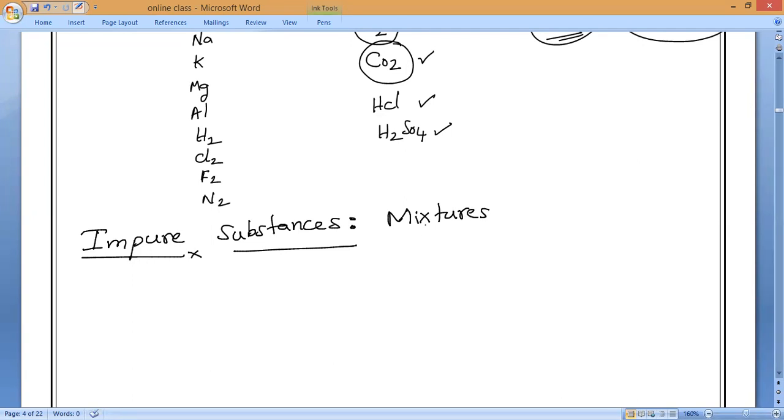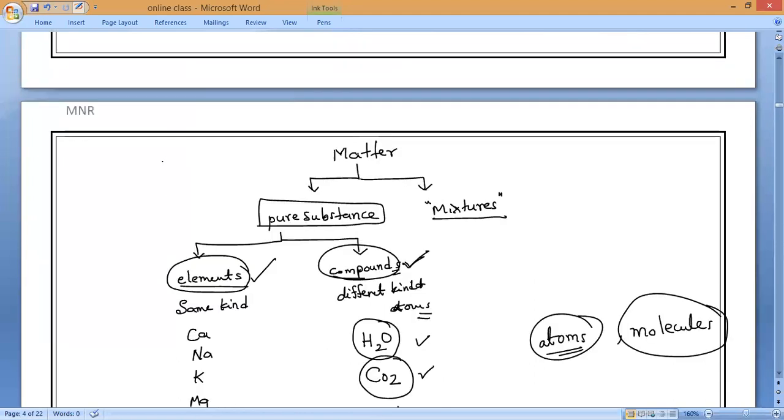Pure substances mean having the same kind or different kind? Everybody try to answer. Just sitting silently is no use. The entire substance is made up of only one kind of particles. That is what we call pure substances. Only one kind of particles is known as a pure substance.